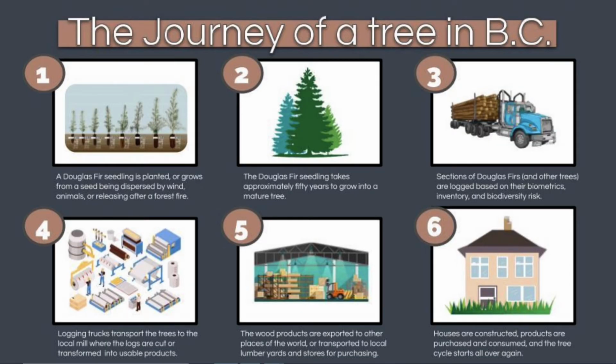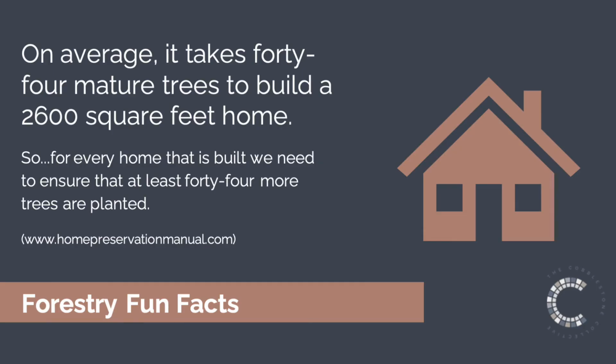So we plant the little seedlings, they turn into saplings. They take 40 to 50 years to be a mature tree. They are carefully logged. We even sometimes log the smaller trees to make room for our larger trees. They then go into the mills and the log sorts, our lumber yards, and then of course are used to build things like our homes. And I was really curious how many trees it takes to make a home. On average, for a 2,600 square foot home, it takes 44 mature trees, which I thought was really interesting.